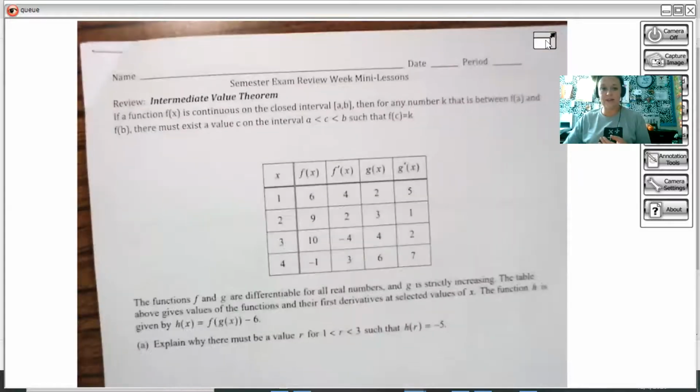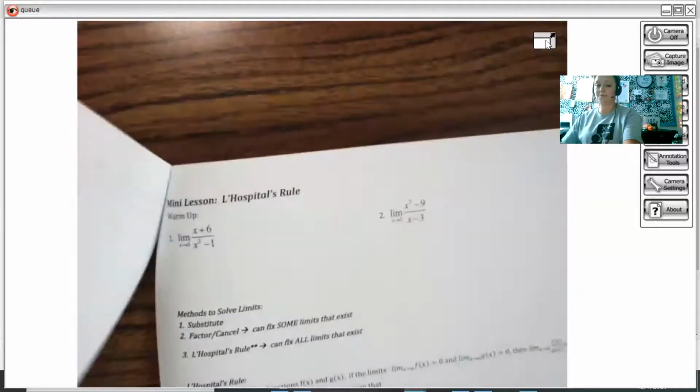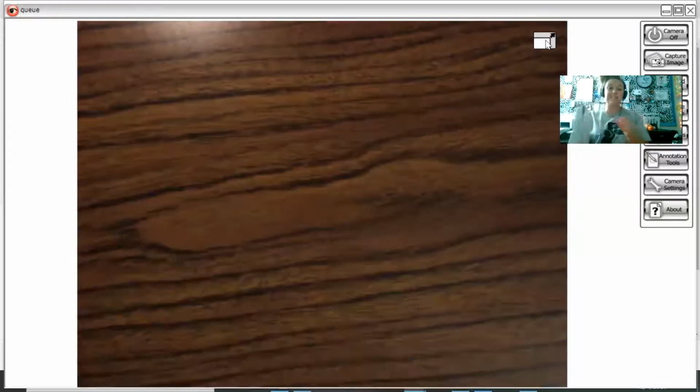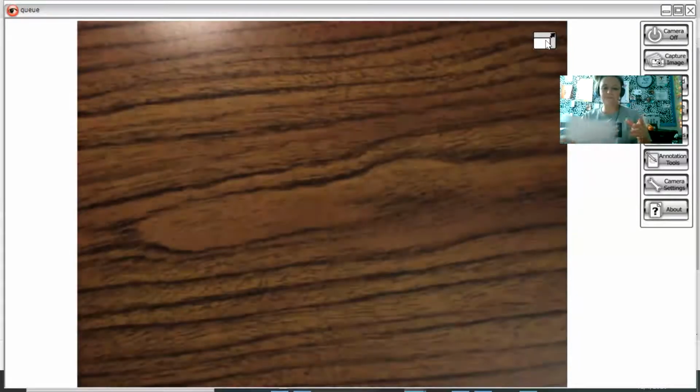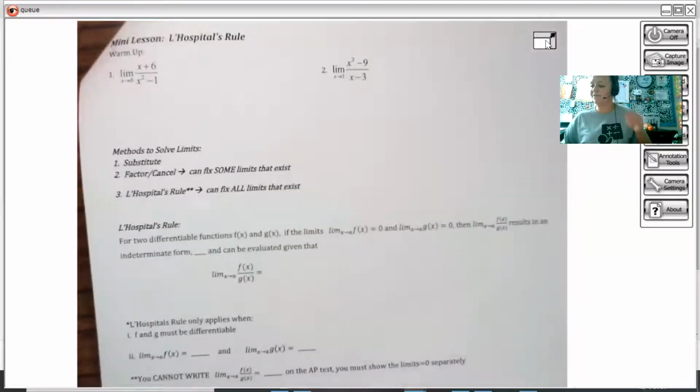So the first one we're going to do is L'Hôpital's rule. So if you'll get this packet and then turn several pages back to where L'Hôpital's rule starts, we're going to do this mini lesson first. Okay? So take a look at that for me, please. I know we haven't looked at limits in a while, but L'Hôpital's rule is one of your limit properties. So we're going to do this first little warm-up question here.